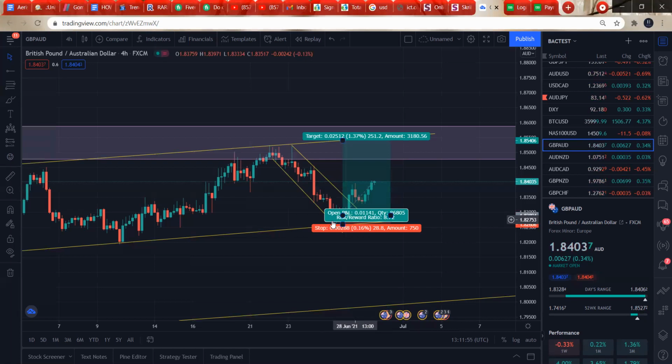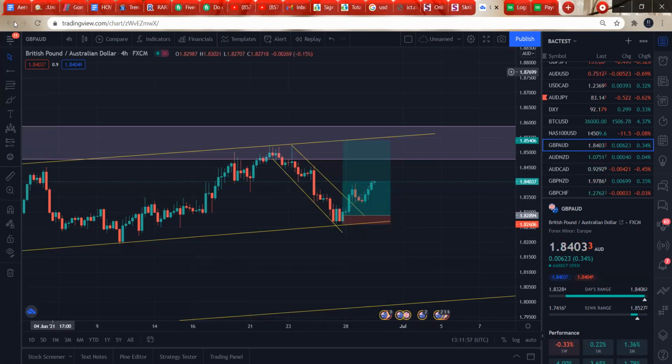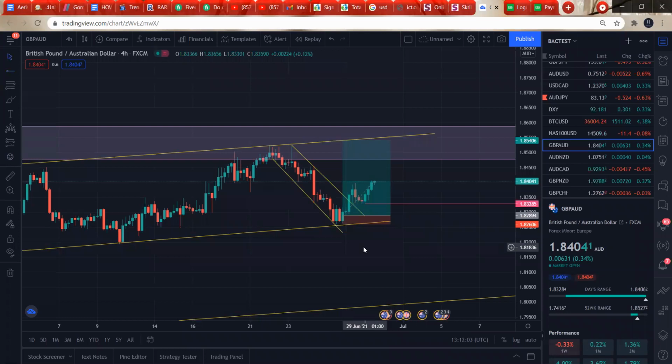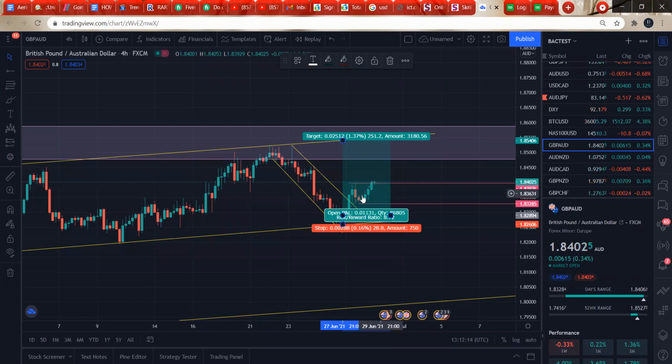See, it's already running good profits. So already this market is at break even. My stop loss is already here. So I'm already in good profits. And then I'm just waiting for a shift of this market so that it retraces a bit, and then I put my stop.